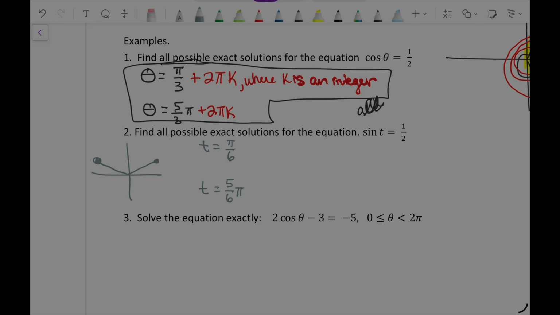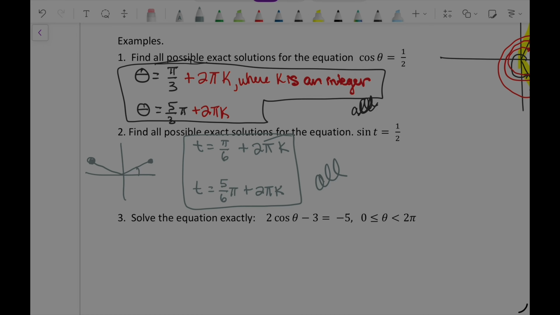Now, those are not the only spots where this happens, because if I'm here at pi over 6 and I go one full cycle around, I also land there, and I would get a sine value of 1/2. Same thing for 5 pi over 6 and any full cycle later. These are all solutions.